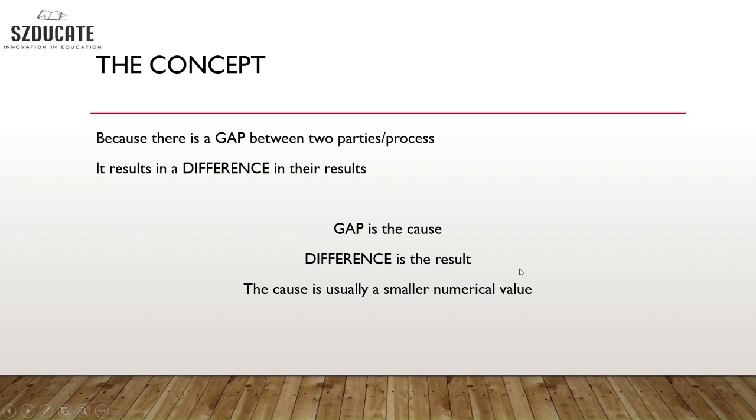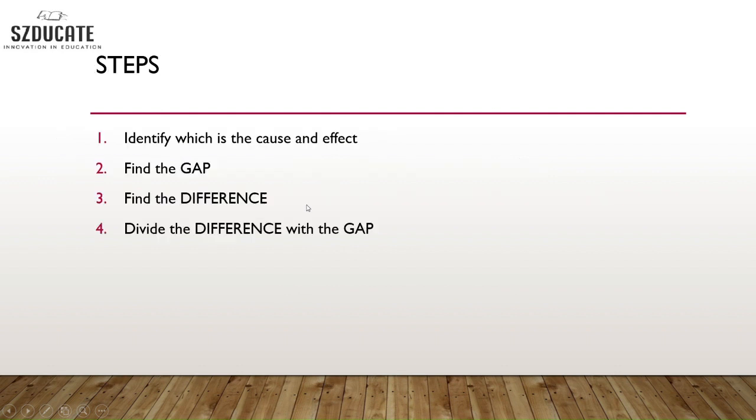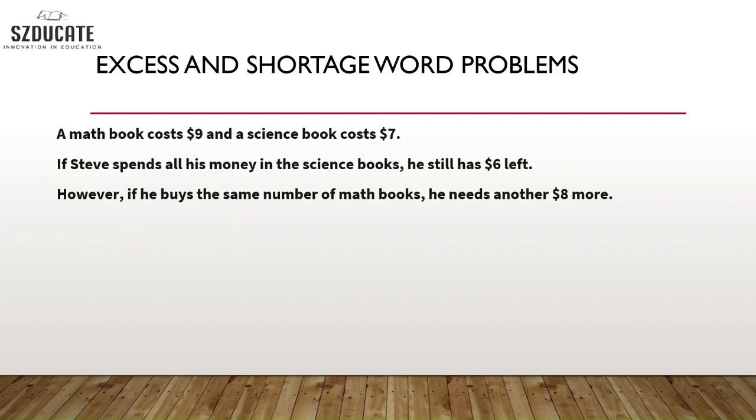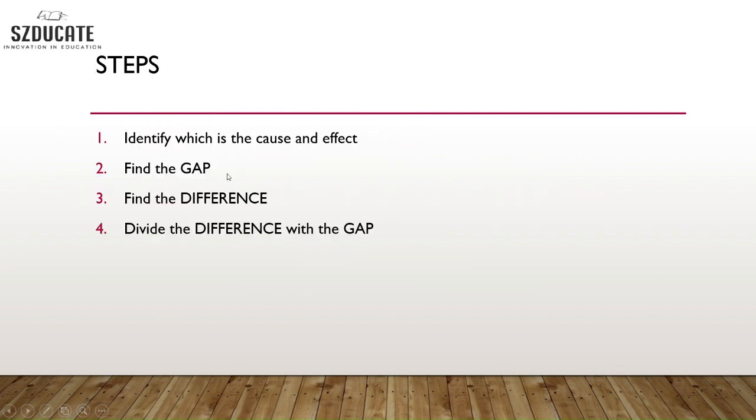Let's come back to the question. Same thing, same question. How are we going to solve this? So first, we identify which is the cause and effect. This is the cause, the difference in the price of the books. Second, let's go back again. Identify the gap. What's the gap?